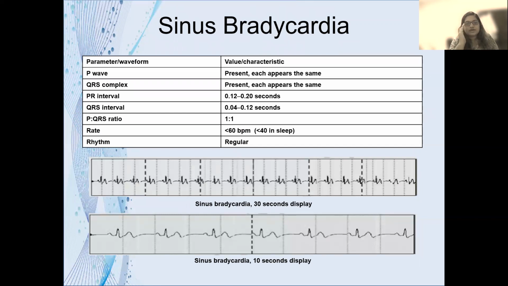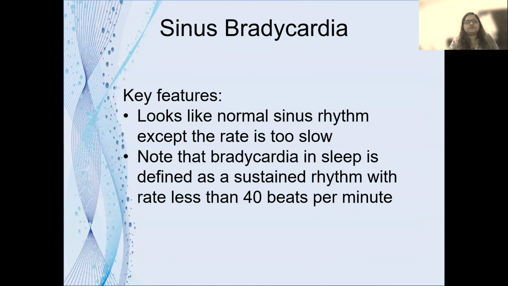The second one is sinus bradycardia. When I say sinus, it is normal, and bradycardia is just the lower rate of the heart. So the rhythm would be normal. The P wave is present. Rate, what happened to the rate? The rate is less than 60 beats per minute, and it can be less than 40 during sleep. So you can see that the rate itself is too slow. It looks like a normal sinus rhythm, except that the rate is too slow.